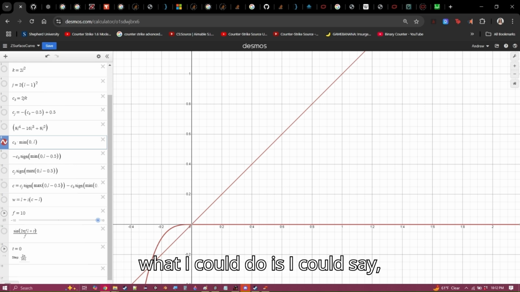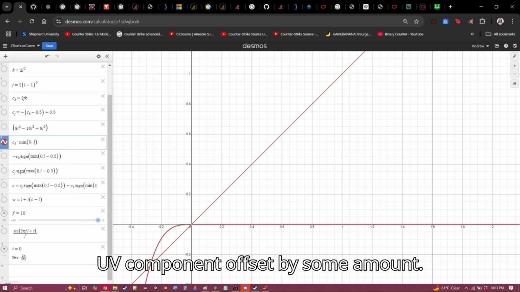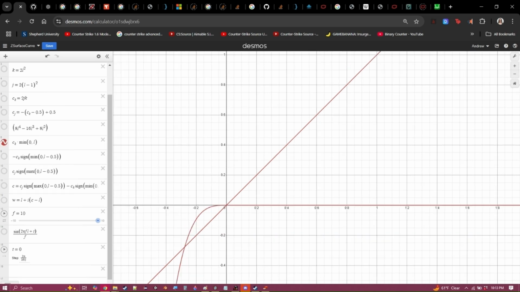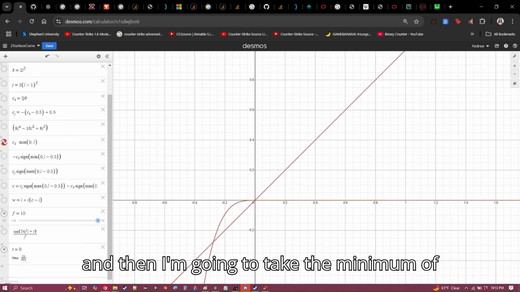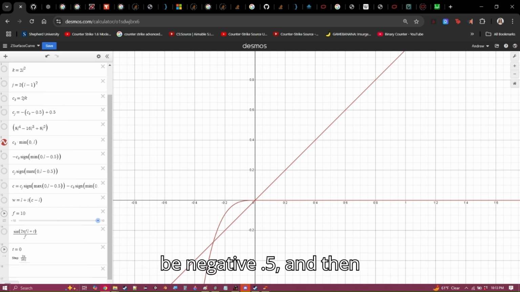So what I could do is take the minimum of 0 and our UV component offset by some amount. And the amount that we want to offset that by is negative 0.5. So when I'm at point 0, I'm going to subtract 0.5, and then take the minimum of 0 and negative 0.5, which is going to be negative 0.5, and then multiply that by our curve.